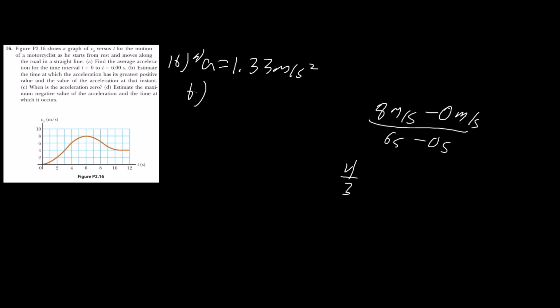And part B is asking to estimate the time at which the acceleration has its greatest positive value and the value at that instant. You know what? I'm going to pull the solution manual after this, to be honest. But the greatest possible value is going to be at 4. Did it do from 0 to 6?